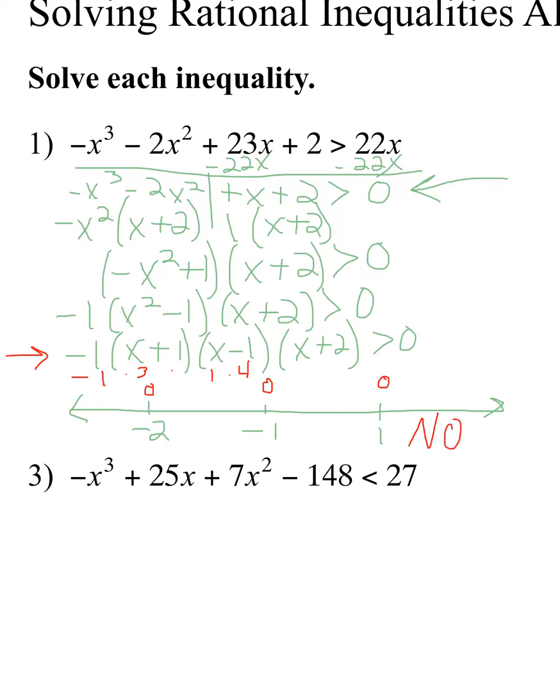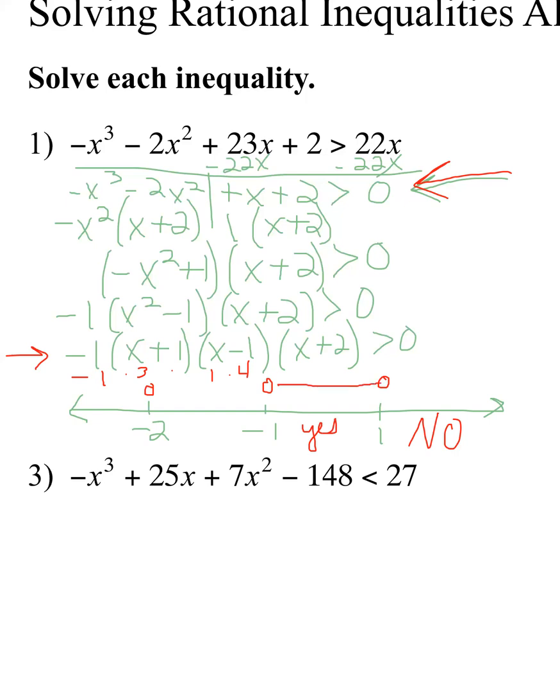Now I need a number in between -1 and 1, so I might as well just plug in 0. If I go right back to this one, that would be the easiest, and that would give me a +2, which is greater than 0. So this is a yes. I know I want to include the values in between those two.